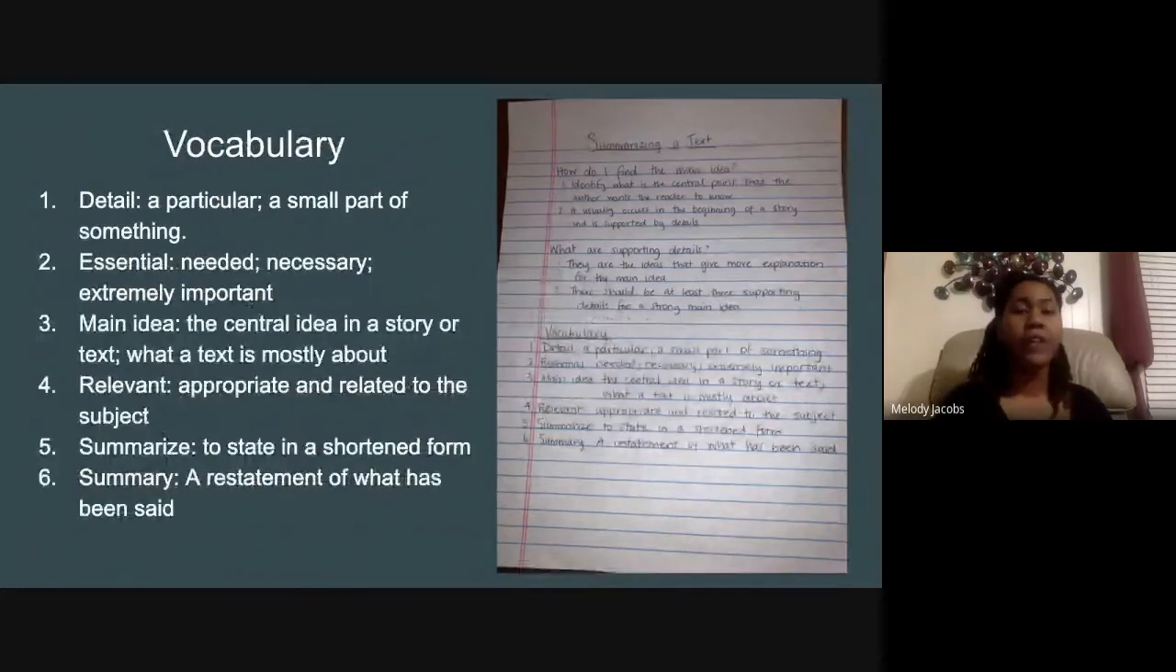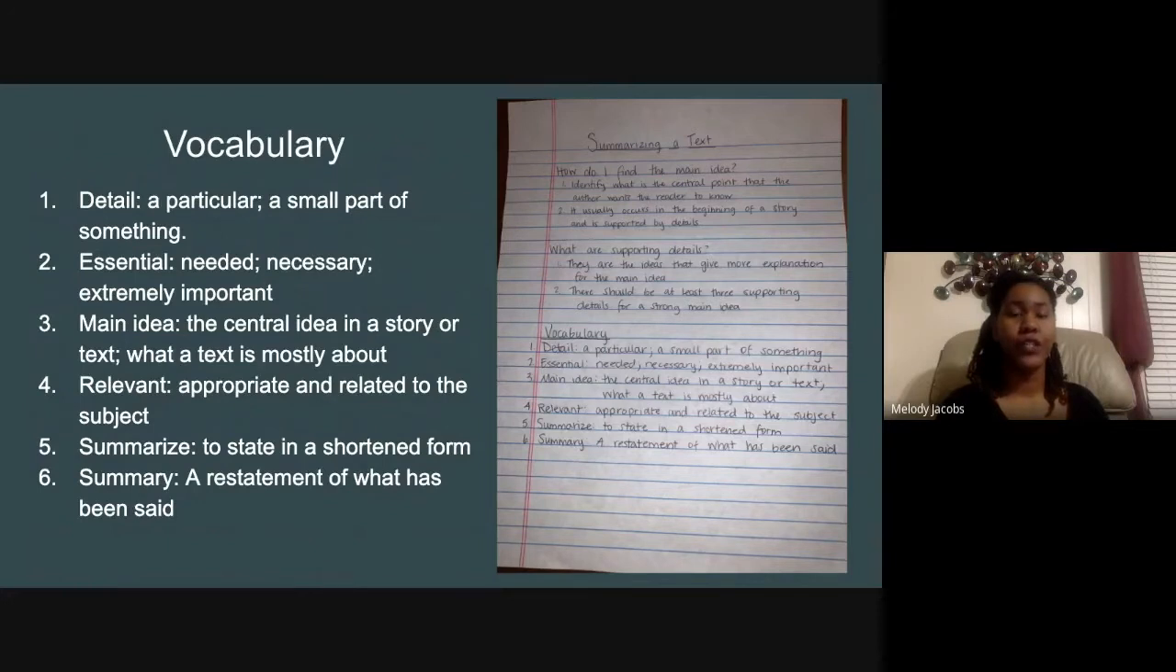The vocabulary for this week is very brief. But we will be reviewing this vocabulary every day, so please make sure that you write down each word and that you keep a good account of where they are located so that you can have them ready for each lesson. 1. Detail. A particular, a small part of something.